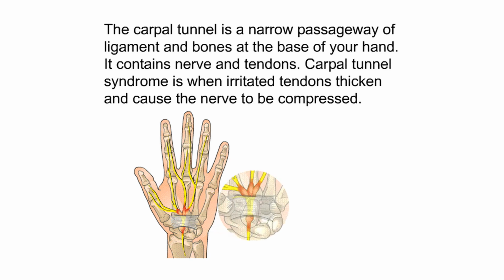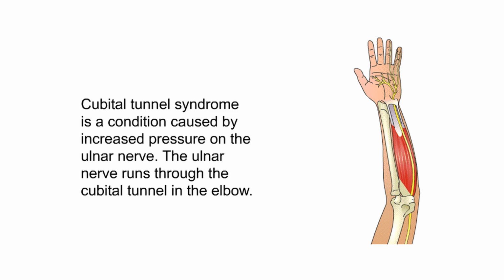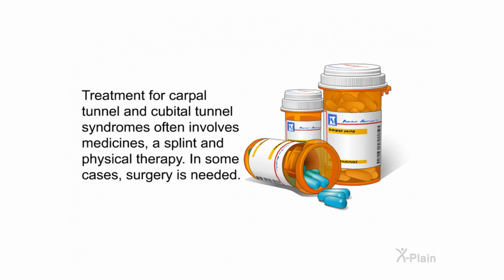The carpal tunnel is a narrow passageway of ligament and bones at the base of your hand. It contains nerves and tendons. Carpal tunnel syndrome is when irritated tendons thicken and cause the nerve to be compressed. Cubital tunnel syndrome is a condition caused by increased pressure on the ulnar nerve. The ulnar nerve runs through the cubital tunnel in the elbow. Treatment for carpal tunnel and cubital tunnel syndromes often involves medicines, a splint, and physical therapy. In some cases, surgery is needed.